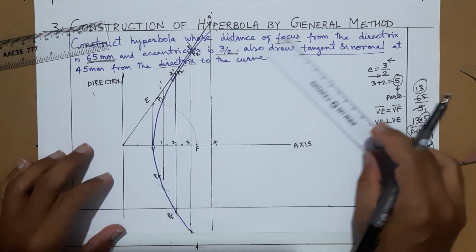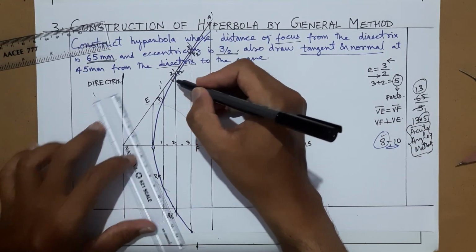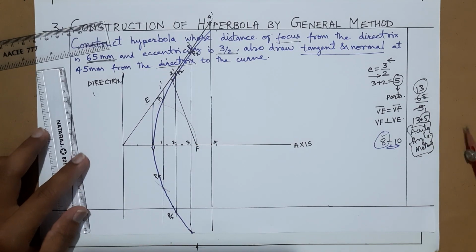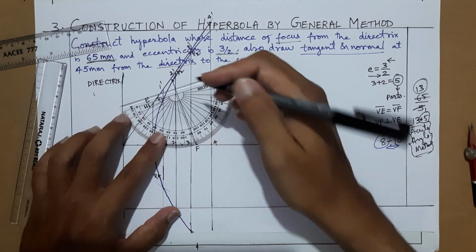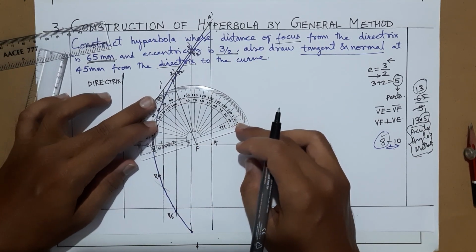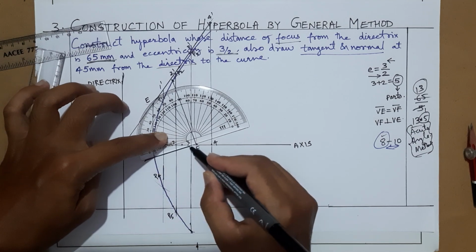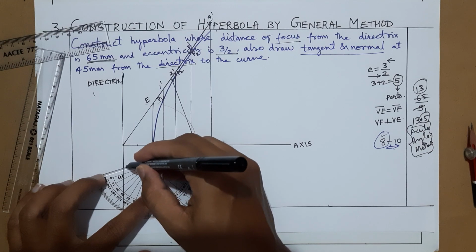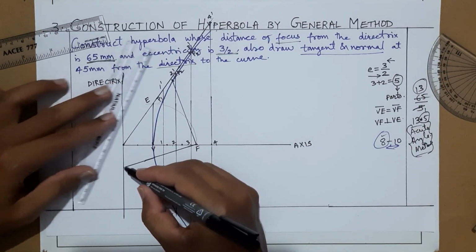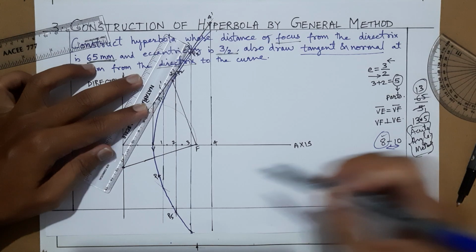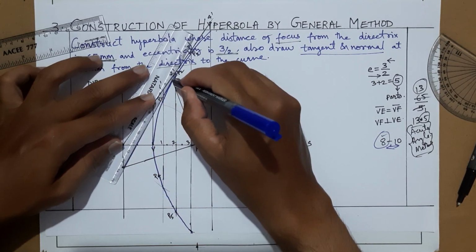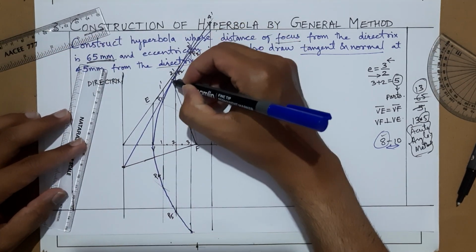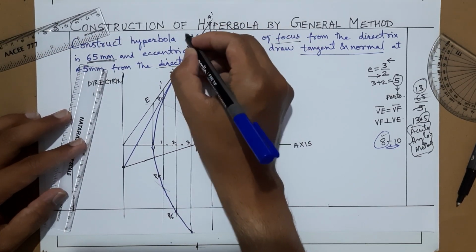Okay, now what you have to do, what is the procedure to draw the tangent and normal at this point? Join this point with the focus F, then draw a perpendicular to this line from the focus towards the directrix. And from here to here you can join and extend. This is your tangent. Here it is getting extended here, so here you can write tangent.